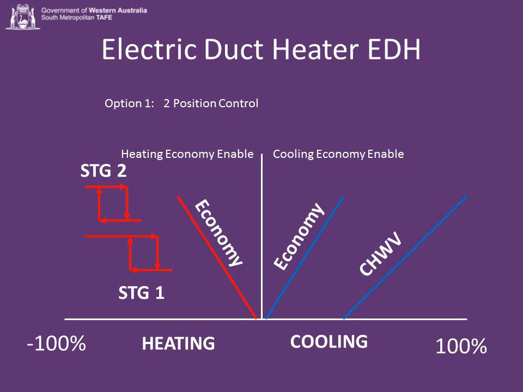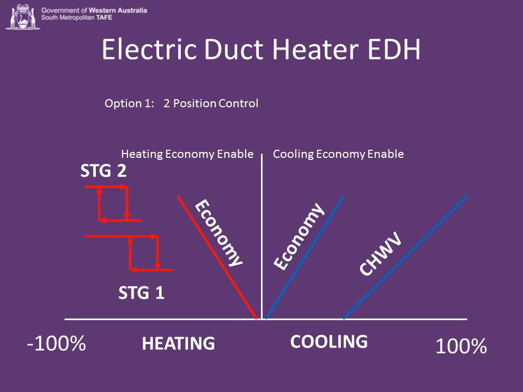Sometimes, instead of having a hot water coil with heated hot water, we've got electric heaters instead. Electric duct heaters, EDHs. In this case, I have two stages of EDH, and I'm switching these two stages in. Remember, with an electric duct heater, it can either be on or off. There's no in between. What this diagram is showing is that stage 1 heating will come on around about 60% and will stay on until it drops to around about 40%.